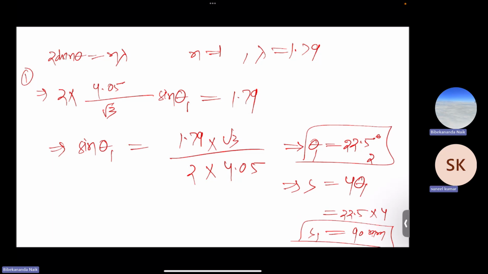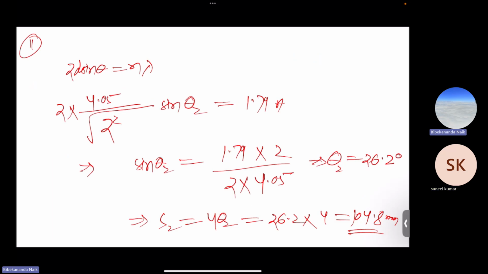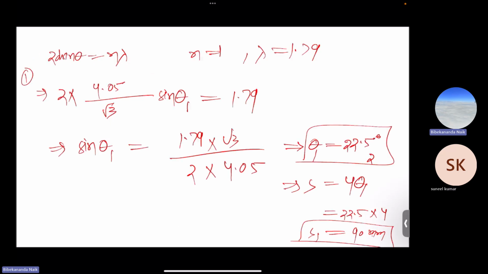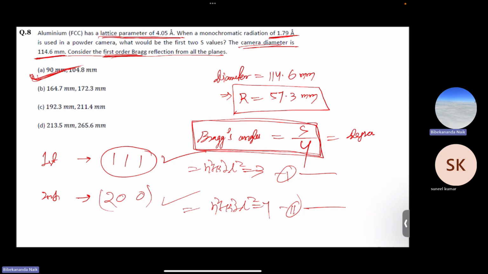Then similarly, in case of the second member, the second member corresponds to 200. That will be h square plus k square plus l square, which is 2 square plus 0 plus 0, that is 4. So it will be 2 square root, and if you calculate, the option will be option A, that is 90 mm and 104.8 mm.